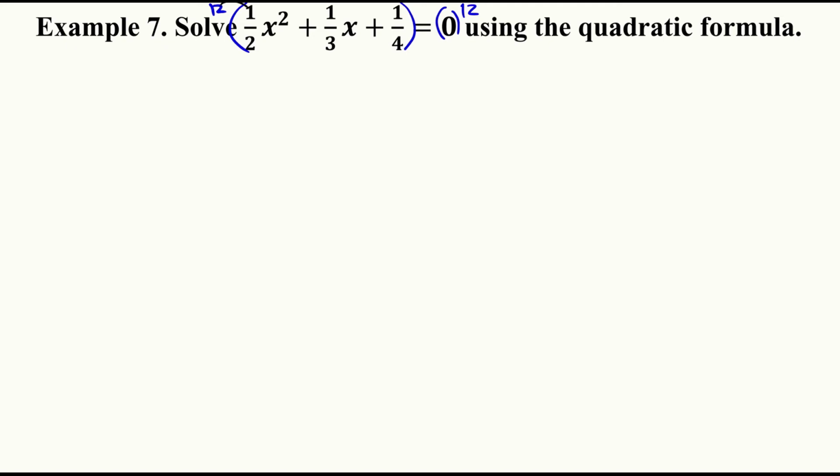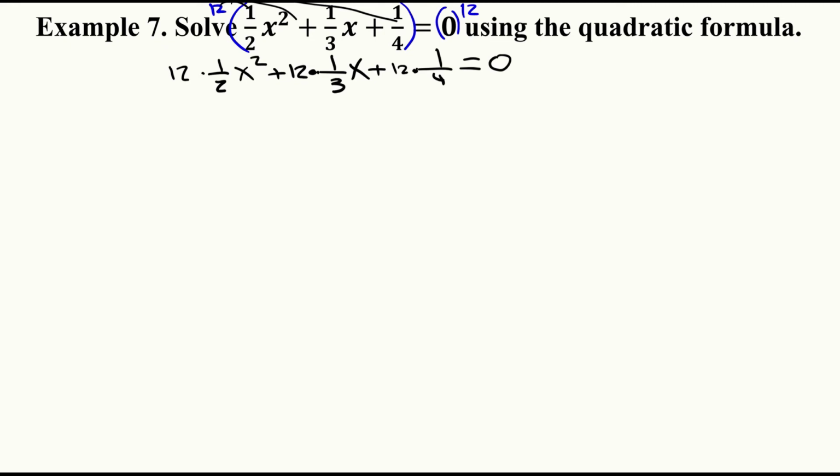So the 12 will get distributed by all three terms here. So we get 12 times 1/2 x squared plus 12 times 1/3 x. Always challenge yourself and try to do this on your own before you come to watch the way I do it to see if our answers agree. That's the way you learn mathematics, by participation. And we get 12 times 0 on the other side, which is 0.